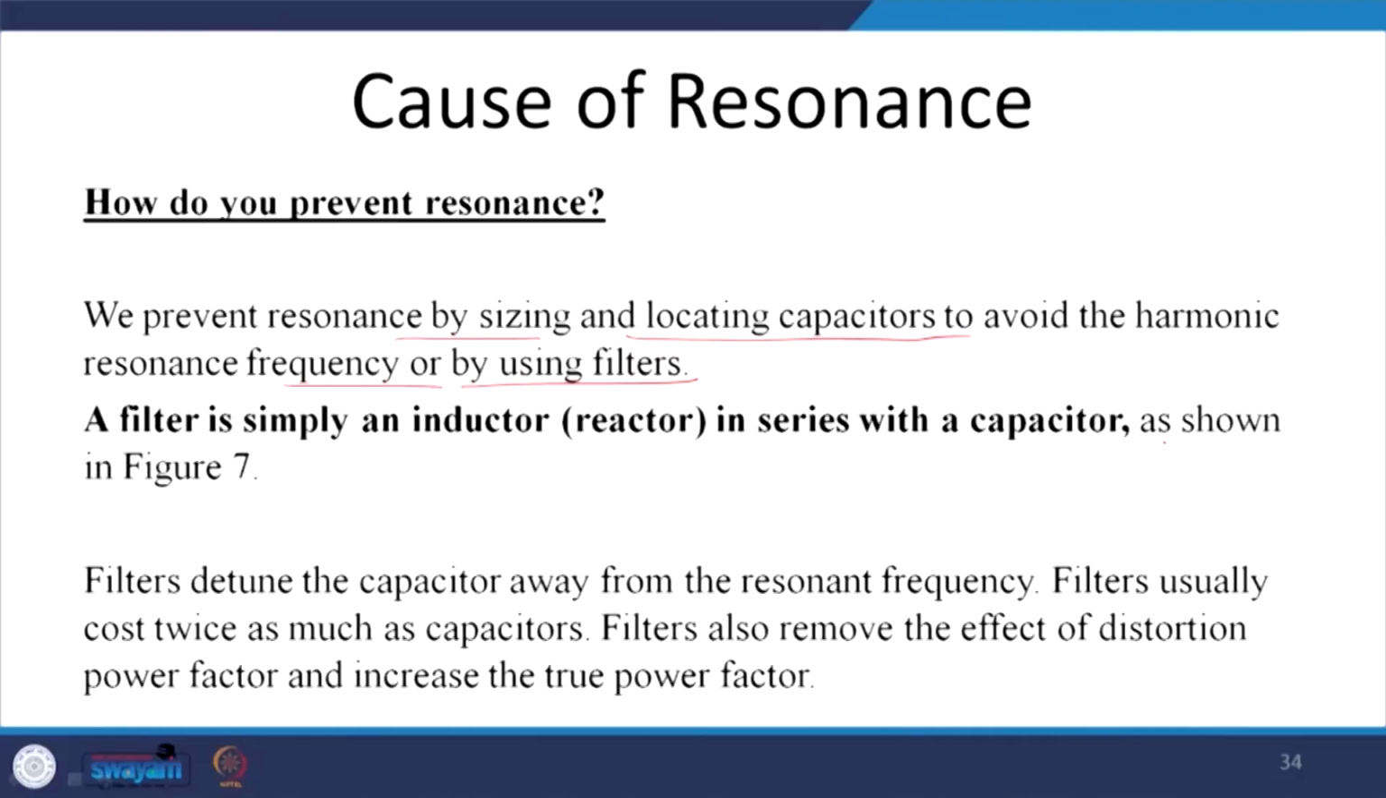A filter, simply an inductor in series with the capacitor, is shown in the next figure. The filter detunes the capacitor away from the resonance frequency. A filter usually costs twice as much as the capacitors. A filter also removes the effective distortion of the power factor and increases the power factor. This is the advantage of it.